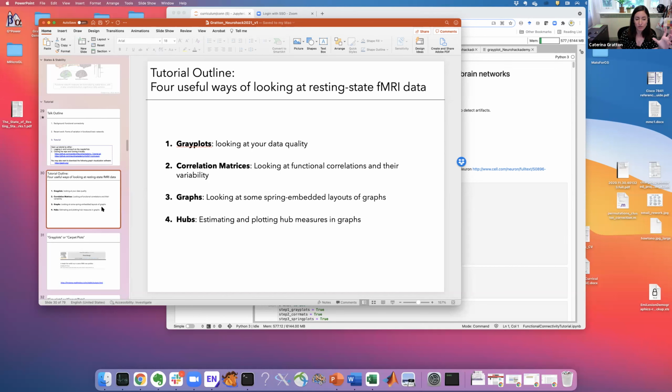So the overview is that it's going to use the Midnight Scan Club data set that I just introduced. So you have some of the data already present there, both as time series and some other metadata for one participant. And in the first part of the tutorial, I'll have you make what are called gray plots, which are good ways of looking at your original data quality, your time series, thinking about how you might denoise your time series. Then you'll make some correlation matrices and think about how you might interpret those and compare them. And then I'll introduce making graphs as well as hub measurements for these graphs.